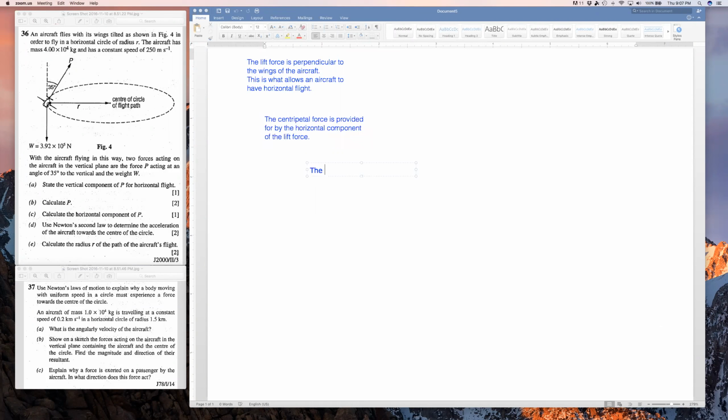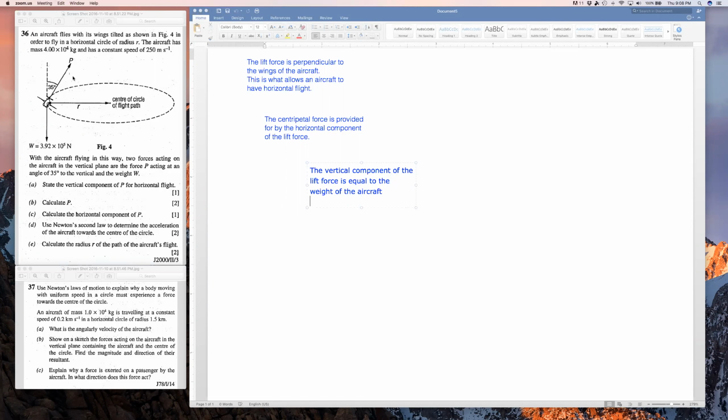And what is the vertical component of the lift force going to provide for? Anybody? Very well done, yes, the weight. The vertical component of the lift force is equal to the weight of the aircraft.